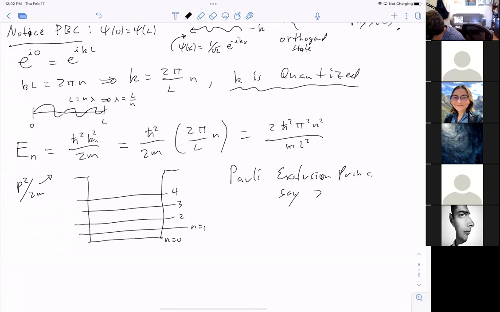So the Pauli exclusion principle says 1 electron per state. And so 2 electrons can go per level, since we have spin up and we have spin down.